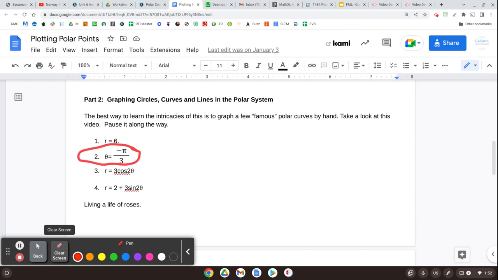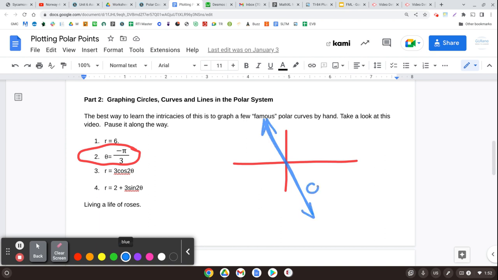But what do you think theta equals -π/3 looks like? Well, what's -π/3 in degrees? -60. That is the line. Theta is -π/3. It's a straight line. It's every point that's that angle away from the origin.